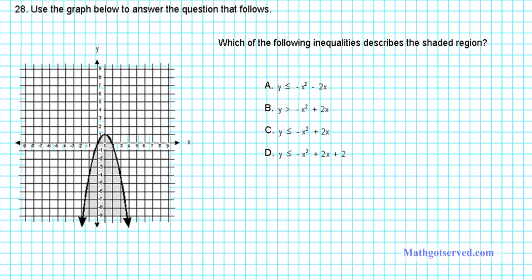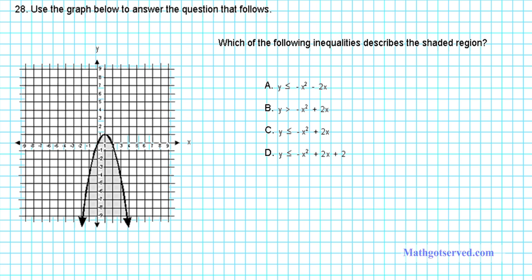All right, let's take a look at question number 28. It says use the graph below to answer the question that follows. So we have this region, a parabolic inequality, represented by this region right here. It says which of the following inequalities describes the shaded region?